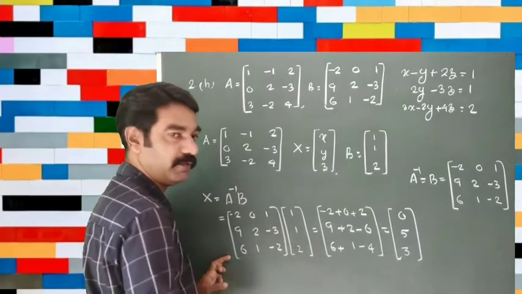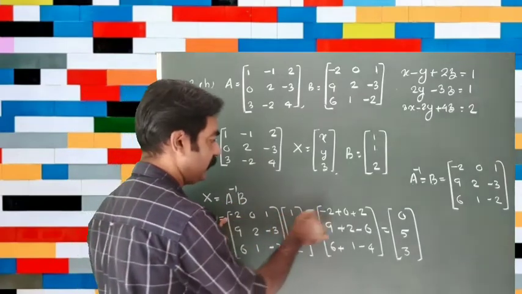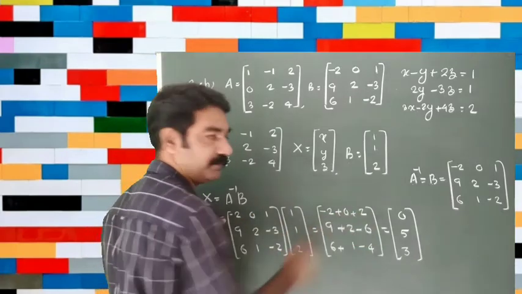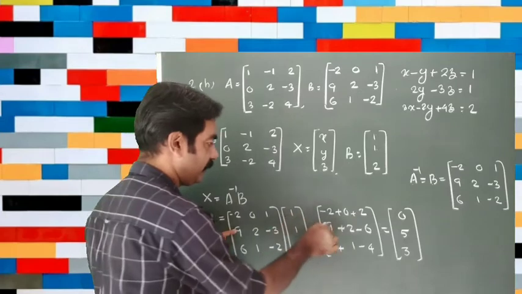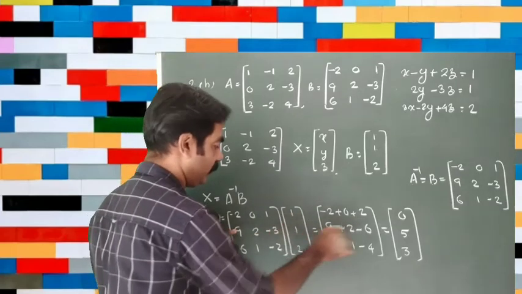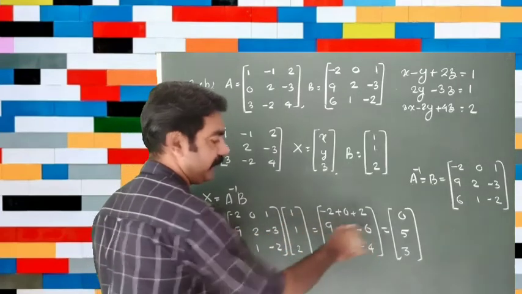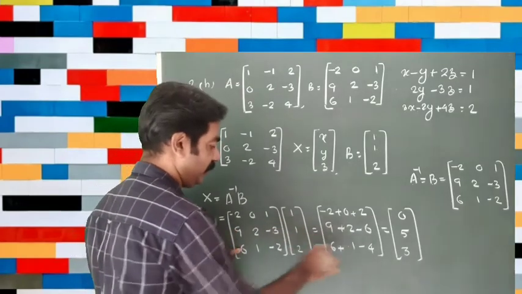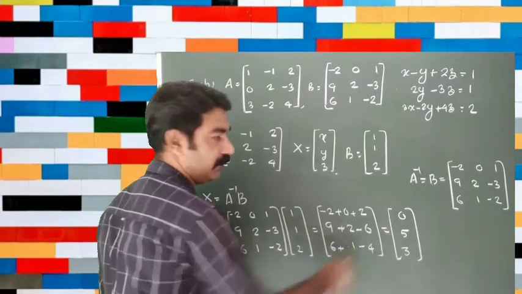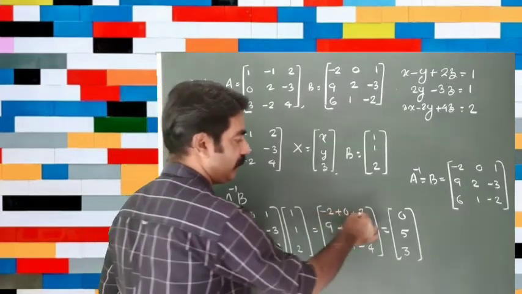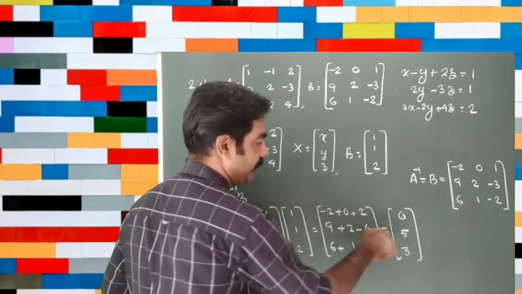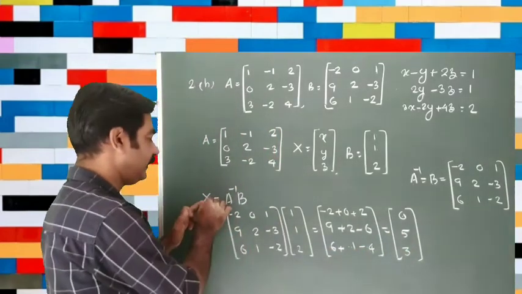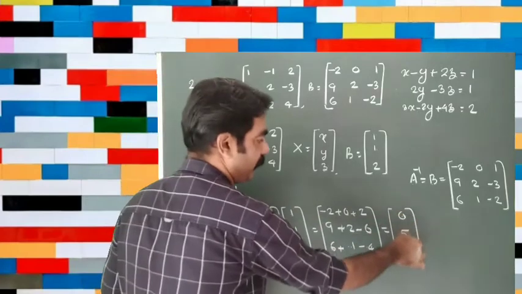We multiply: minus 2 times 1 is minus 2, plus 0 into 1 is 0, plus 1 times 2 is 2. Then 9 times 1 is 9, 2 times 1 is 2, minus 3 times 2 is minus 6. Then 6 times 1 is 6, 1 times 1 is 1, minus 2 times 2 is minus 4. That is minus 2 plus 2, 0. 9 plus 2, 11 minus 6 is 5. And 6 plus 1, 7 minus 4 is 3. So we got X is equal to the matrix 0, 5, 3.